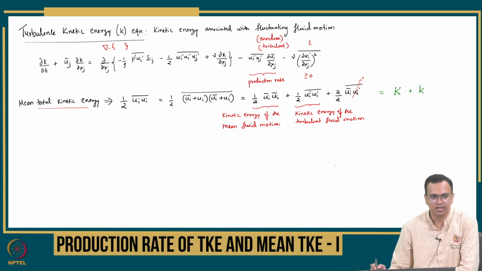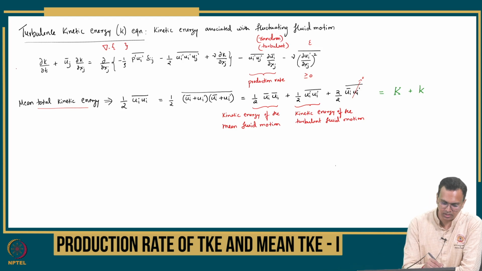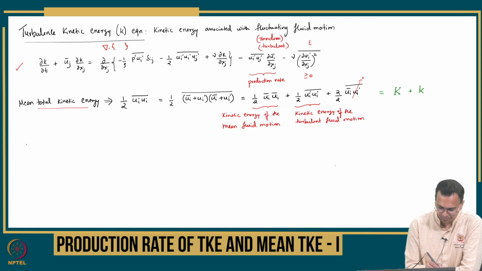Now I have a transport equation for the fluctuating kinetic energy or the turbulent kinetic energy, available here, this particular equation on the top. Now I will derive the mean kinetic energy equation to see what happens. So I have the mean kinetic energy equation.